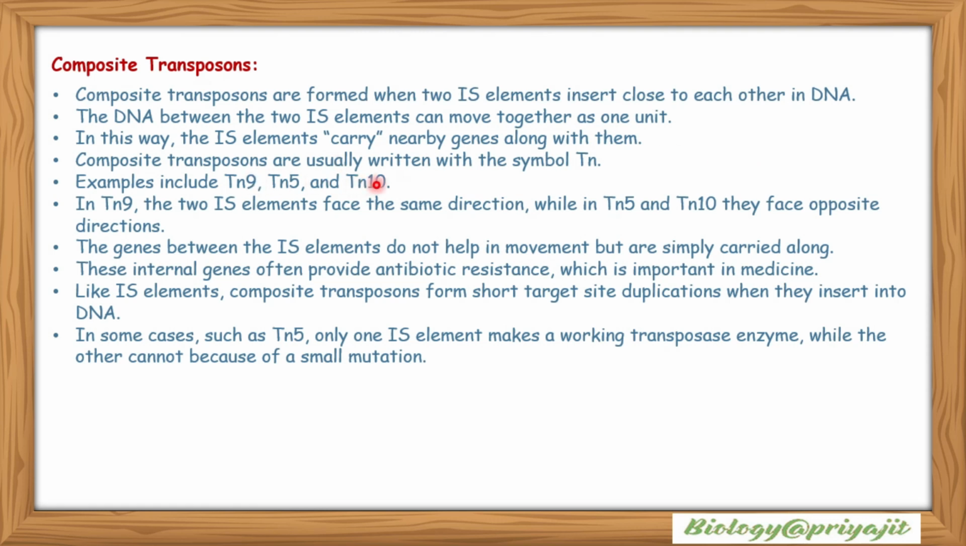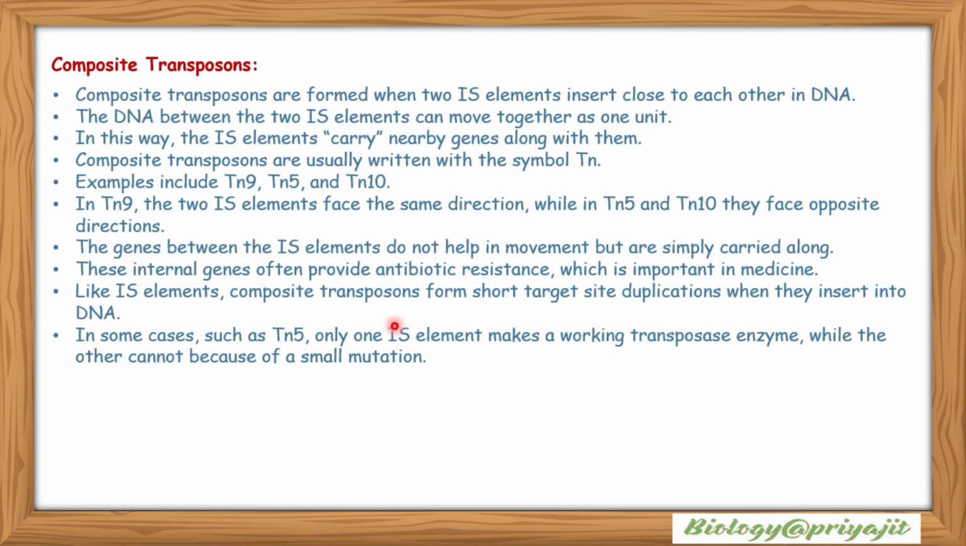Composite transposons are usually written with the symbol Tn. Examples include Tn5, Tn9, Tn10, etc. In Tn9, the two IS elements face the same direction, while in Tn5 and Tn10, they face opposite directions. The genes between the IS elements do not help in movement but are simply carried along. These internal genes often provide antibiotic resistance, which is important in medicine.